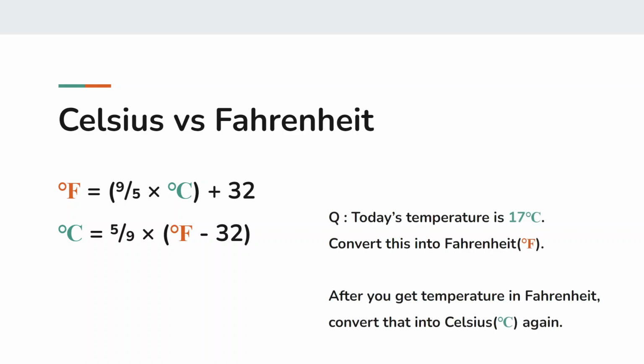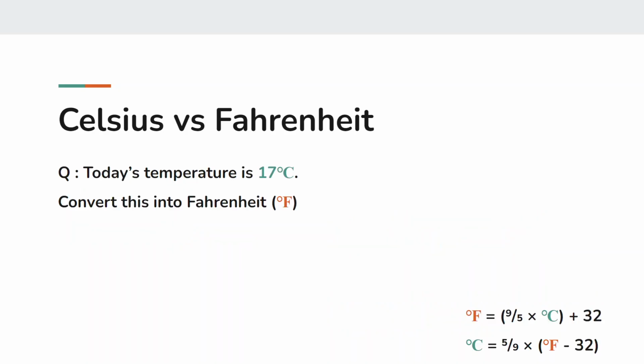And here is our problem. Let's say today's temperature is 17 degrees Celsius. First, you have to convert this into Fahrenheit, and after that, convert the temperature in Fahrenheit into Celsius again. Let's convert to Fahrenheit first.